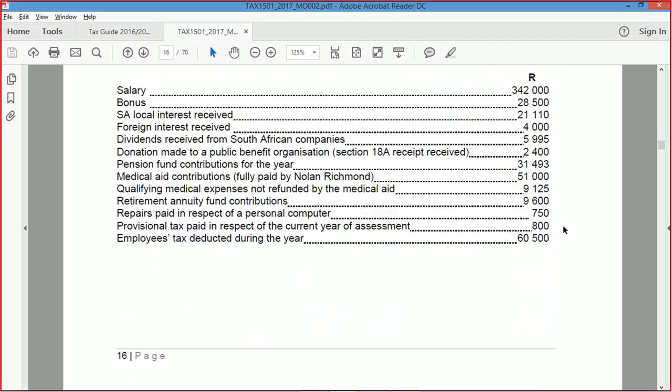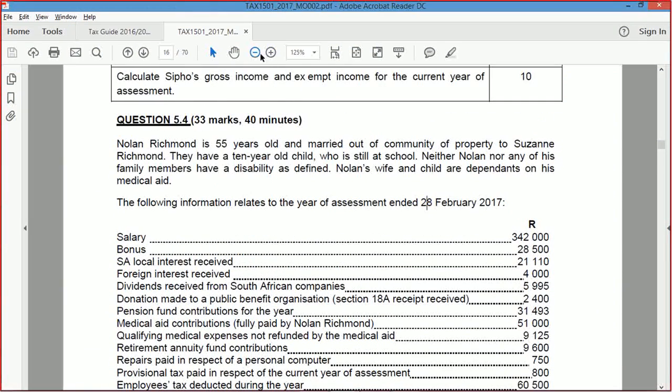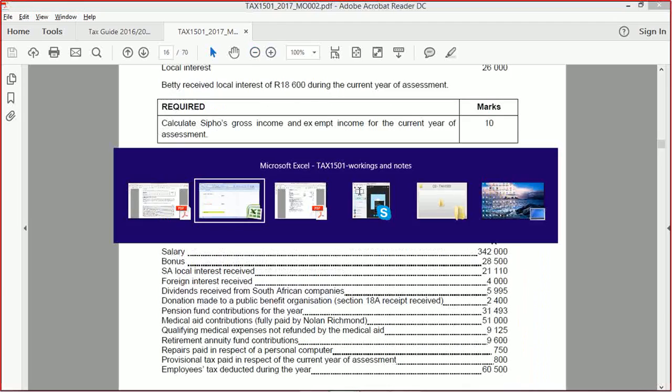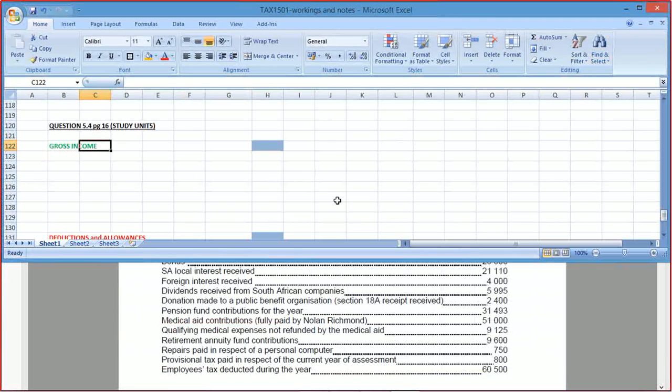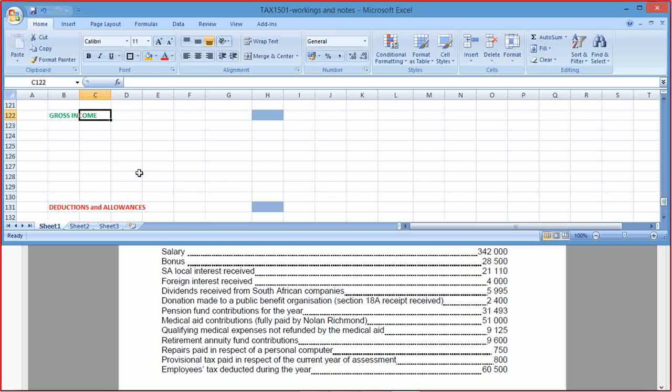Salary. Is that gross income? Yes, it is. So put it in. It's quite a short activity. Let me shrink this, and then let me put up the question. Now we can see everything as well. Okay, good. So gross income.